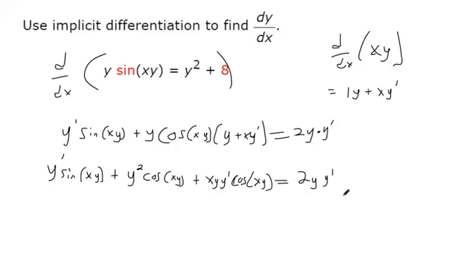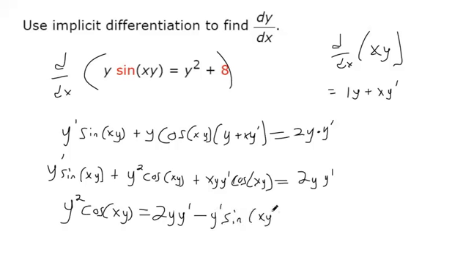Okay, so we distributed. Now let's collect all the y prime terms on one side. So I'll subtract both these and put them on the right side, but you could do it a different way algebraically. So that's going to be 2y prime minus the y prime sine of xy minus the xy. Did we get a y squared somewhere? Yeah, it's over here. Okay. Sine of xy, so we subtracted this from both sides. xy y prime cosine xy.